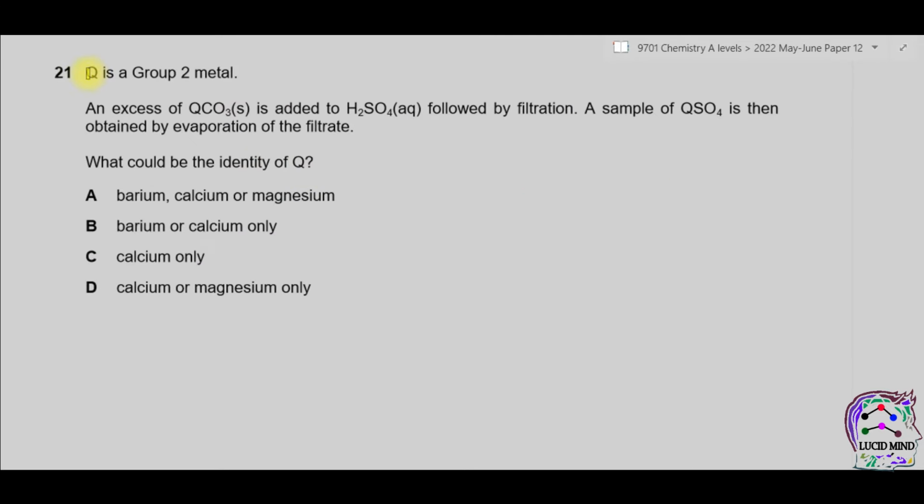Question 21. Q is a group 2 metal. An excess of carbonate of Q is added to sulfuric acid followed by filtration. A sample of Q sulfate is then obtained by evaporation of the filtrate. What could be the identity of Q? Now, they have said that a sample of sulfate is obtained by evaporation of the filtrate. This statement means that the sulfate is soluble.